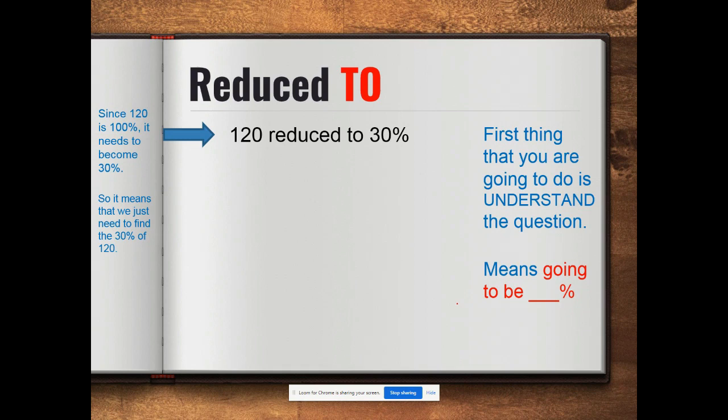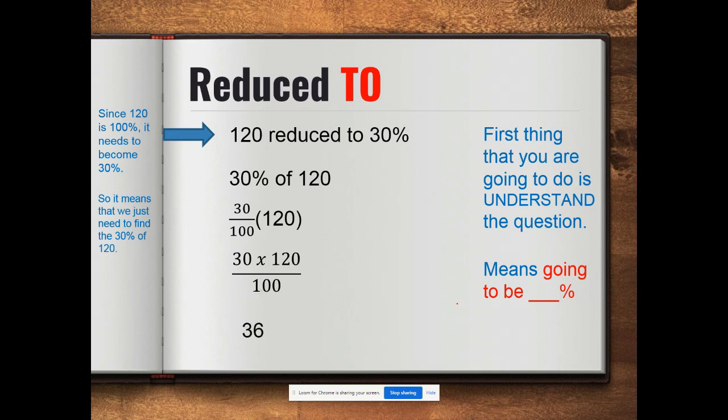Don't get confused with this one. And it will be just like this. 30% of 120, because we are just looking for 30% of 120. So 30 over 100 times 120, it will give us like this. And to simplify, it will become 36. Take a look at it and try to understand. Alright, let's continue.